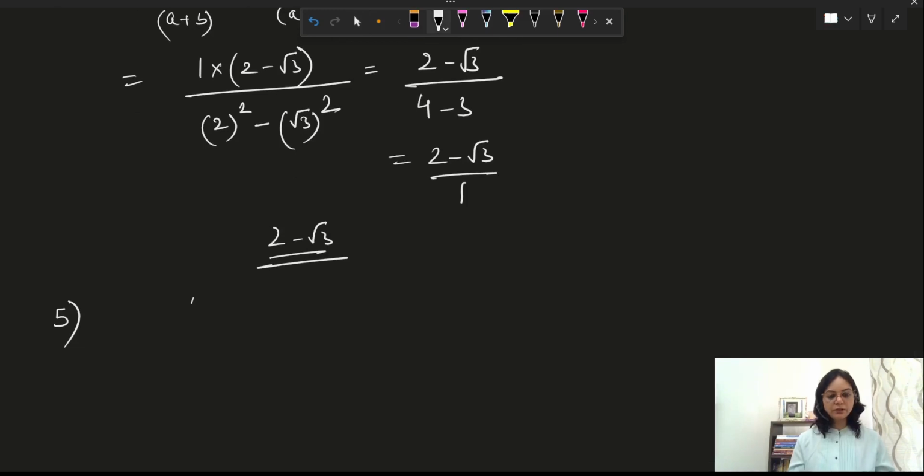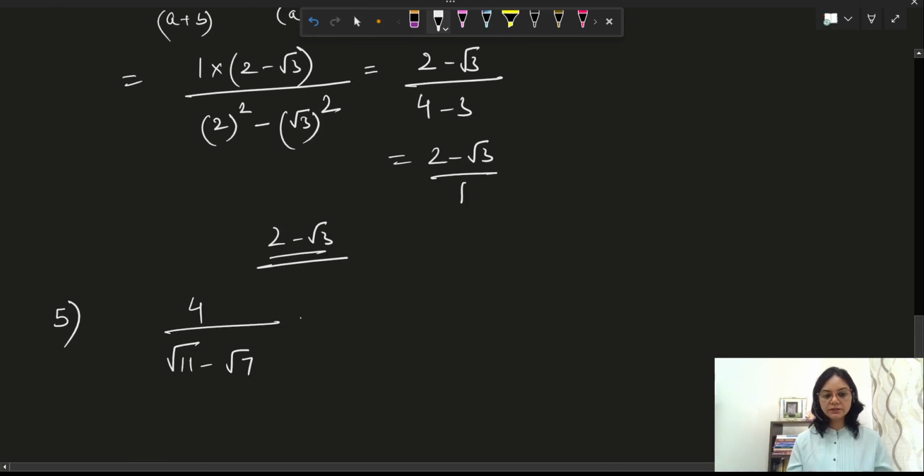Let's take one more. Now you have something like 4 by root 11 minus root 7. Let's rationalize this. There is a negative sign here, so I'll take the opposite sign.